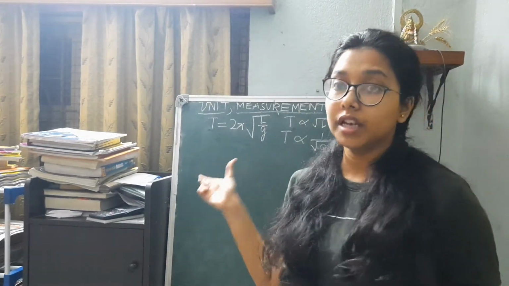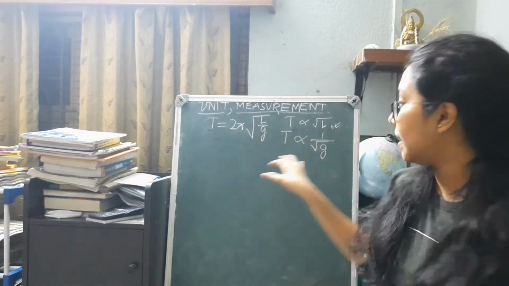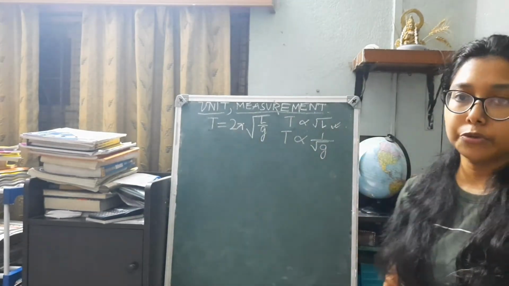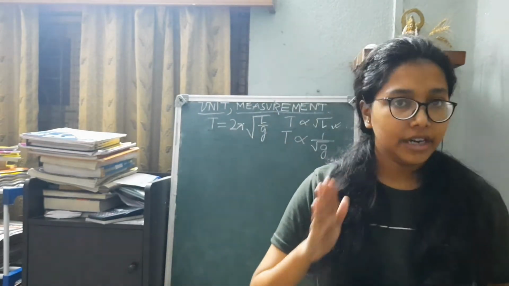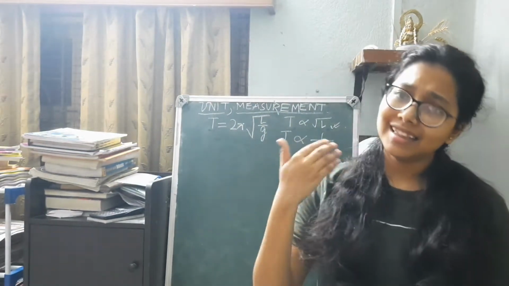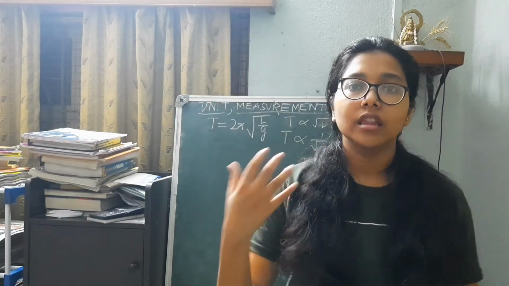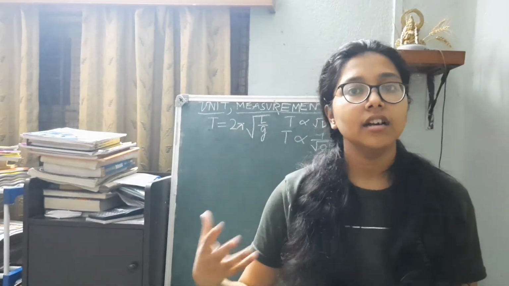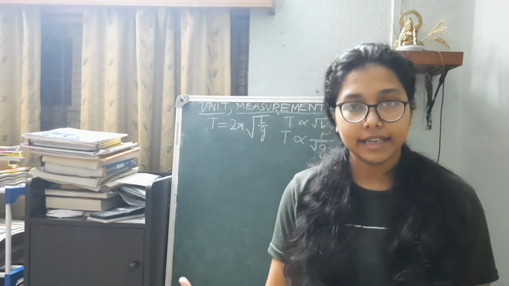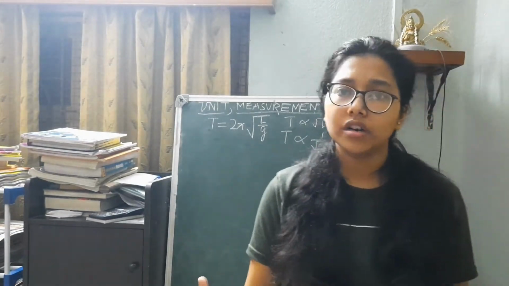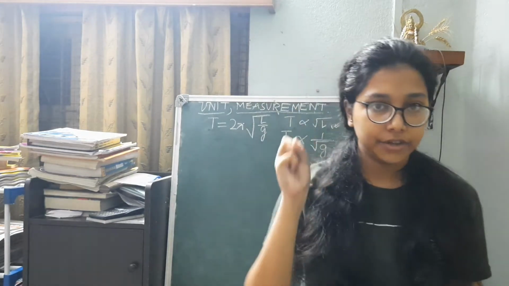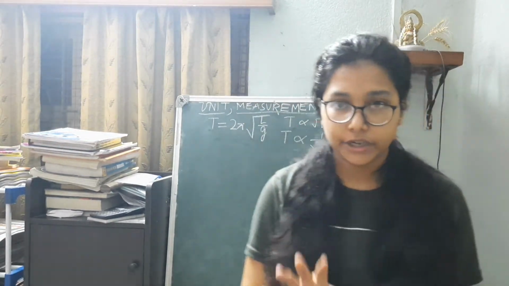Now moving on to the second part. This main concept of T proportional to root under L is observed in the variation between the summer and the winter season. This sort of question may also be asked: explain why the clock moves faster in the winter season and why the clock moves slower in the summer season. So you are going to frame your answer just the way I said.